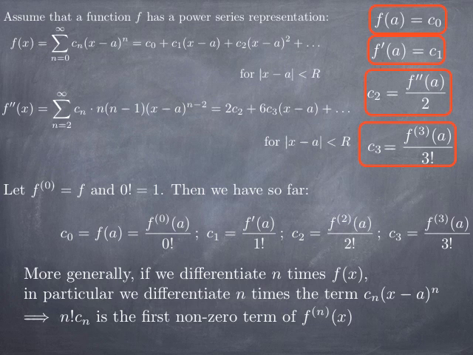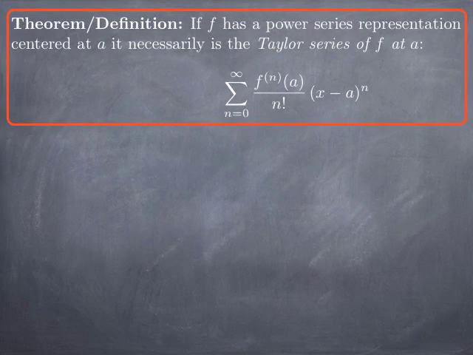So you get n factorial Cn plus additional terms that will have a positive power of x minus a. So the first non-zero term in the nth derivative of f is going to be n factorial Cn, and then I will have terms that contain x minus a. So when you plug in x equals a in this expression, you're going to get n factorial Cn is the nth derivative of f at a. In other words, the nth coefficient has to be the nth derivative of f at a divided by n factorial.